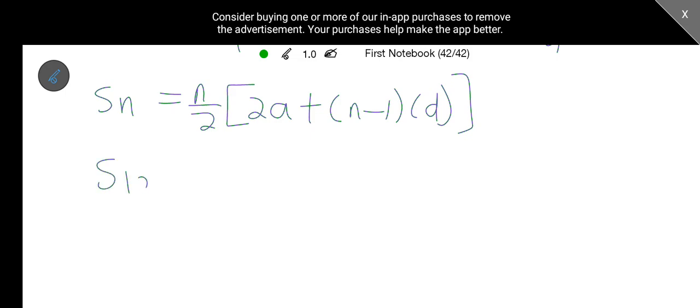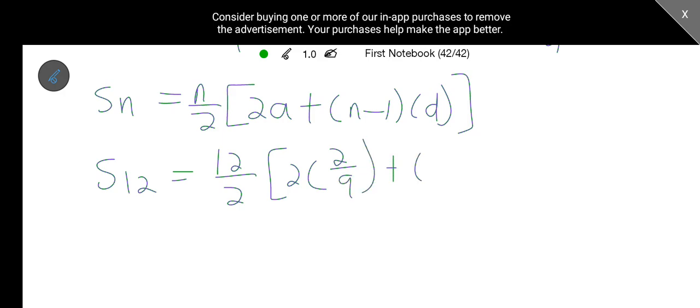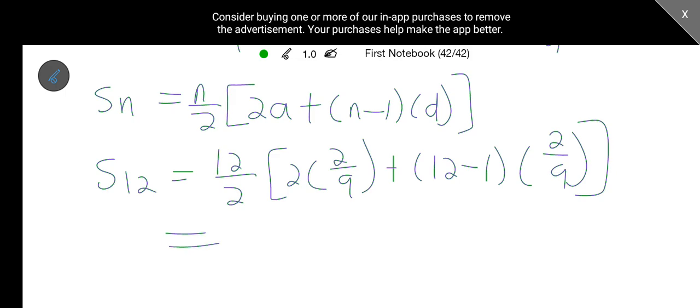So we're looking for S12 because the stairs are 12. This is 12 over 2 multiplied by 2 times a. The first term was 2 over 9. This is plus n, which is 12 minus 1 multiplied by the difference, which is also 2 over 9. And we're going to punch that on the calculator to see what we get. This will be 12 over 2 multiplied by 2 times 2 over 9 plus 12 minus 1 multiplied by 2 over 9. And the answer there is 17,33.